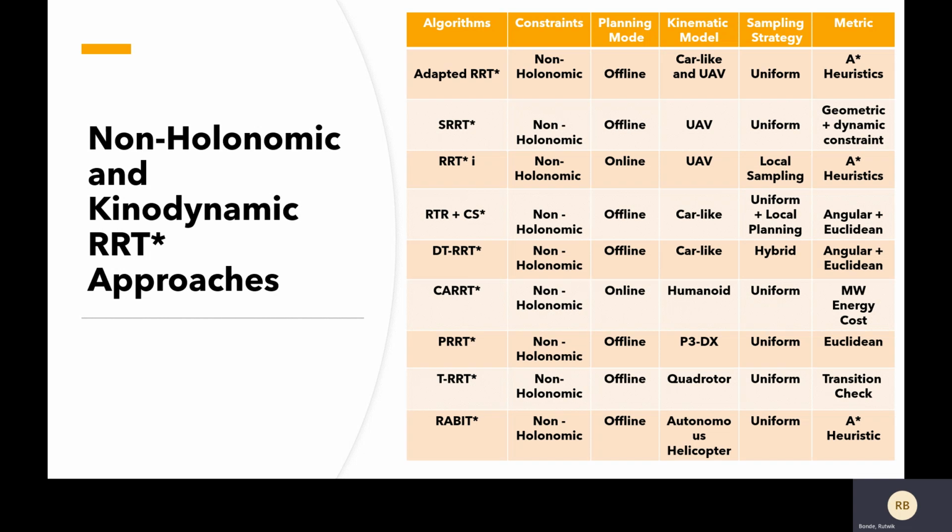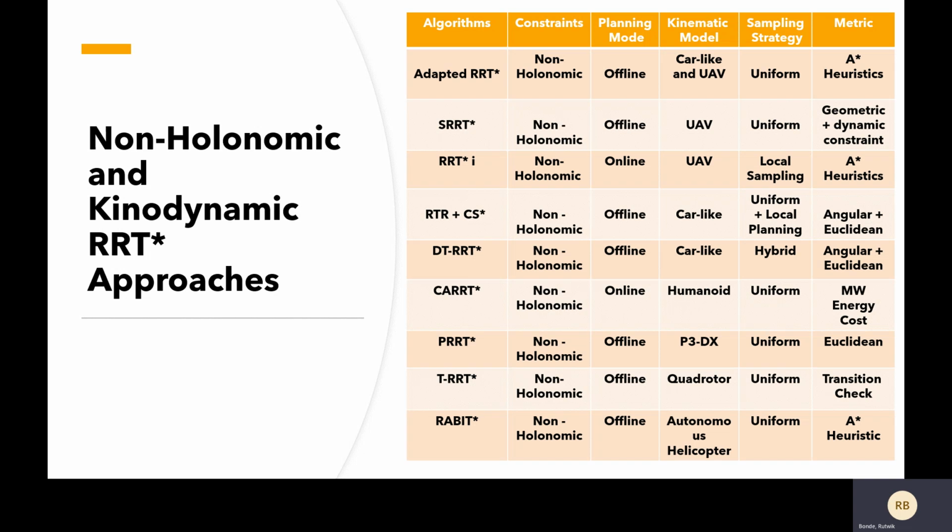Then we have the RTR plus CS star. This algorithm uses a local planner to generate a feasible path for a car-like robot using circular arcs and straight segments. But the paths generated by this algorithm are not curvature continuous and natural. And therefore we have DT-RRT star.